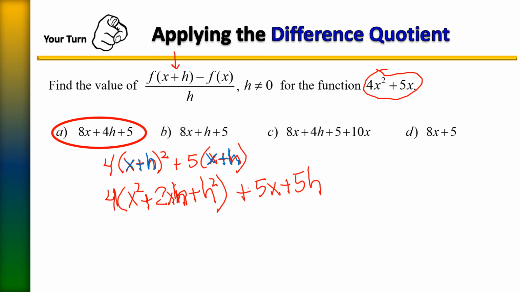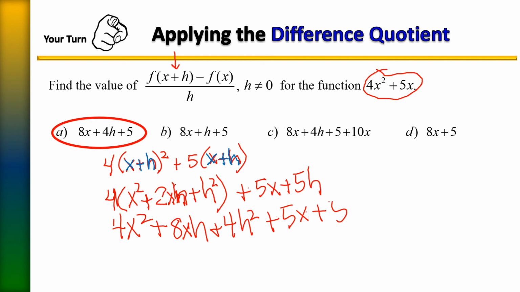Now we have to distribute the 4 to every term in this parentheses. 4 times x squared is 4x squared. 4 times 2xh is 8xh. 4 times h squared is 4h squared, plus 5x plus 5h. Yes, that's a lot.